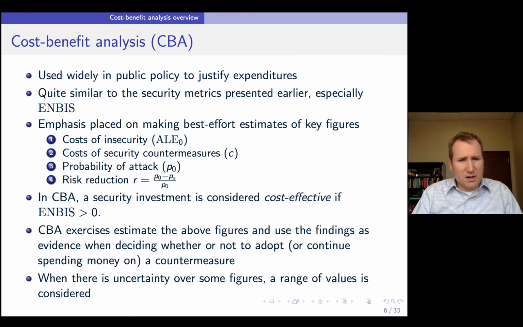And as I've said, under cost-benefit analysis methods, a security investment would be considered cost-effective if expected net benefit is positive. Whenever you compute cost-benefit analysis, you take the figures we've talked about above and use them as evidence to decide whether or not you should adopt a countermeasure, based upon whether the benefit can justify itself. One of the key innovations of the cost-benefit approach is that it accepts that there can be uncertainty over the calculations of these figures, and so it handles that by examining a range of values in order to see what would be a plausible break-even point.